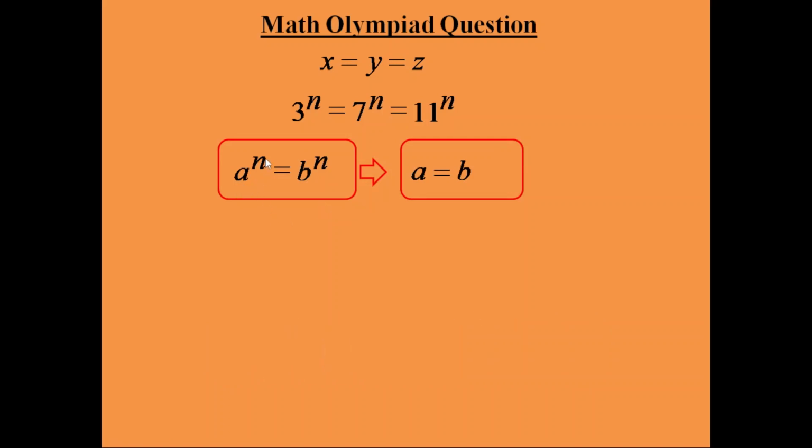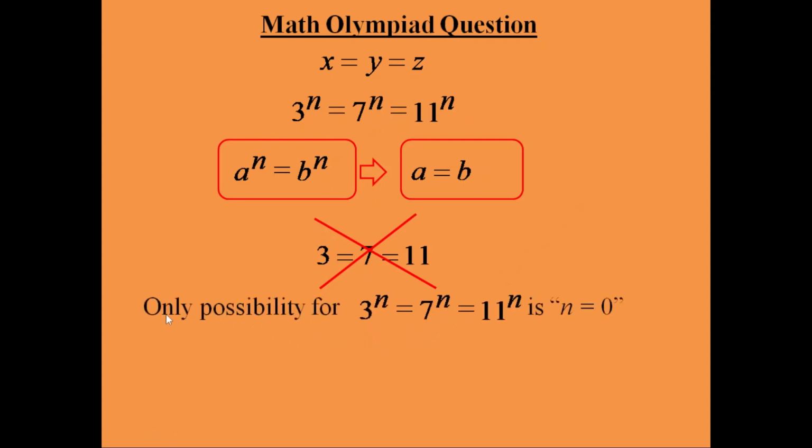We have a mathematical formula: when a power n is equal to b power n, then a is equal to b. So by applying this to our equation, 3 power n is equal to 7 power n is equal to 11 power n, it should be that 3 is equal to 7 is equal to 11, which is impossible, which is incorrect. So for this equation to be true, the only possibility for 3 power n equal to 7 power n equal to 11 power n is that n should be equal to 0. This equation is true only when n is equal to 0.